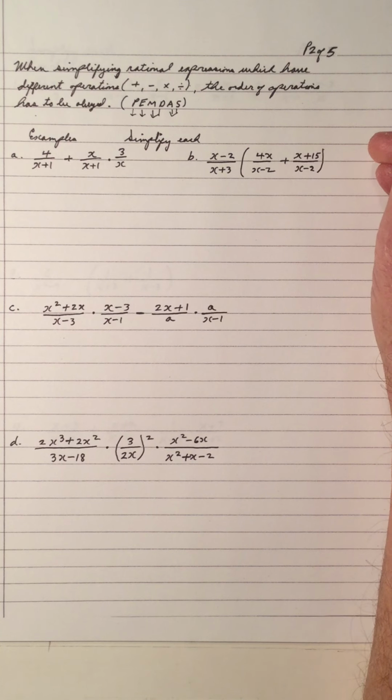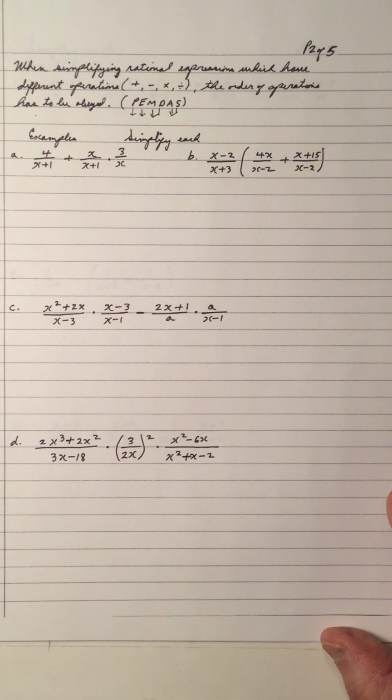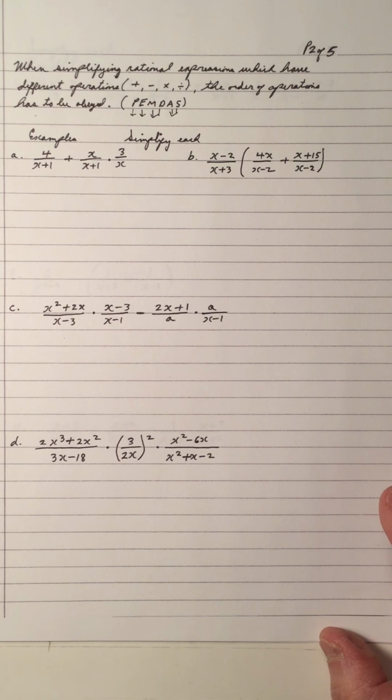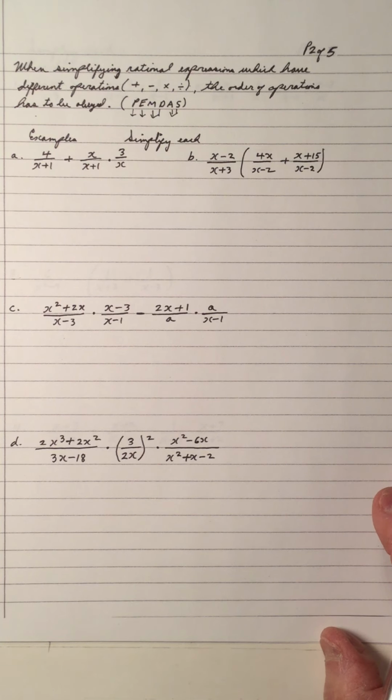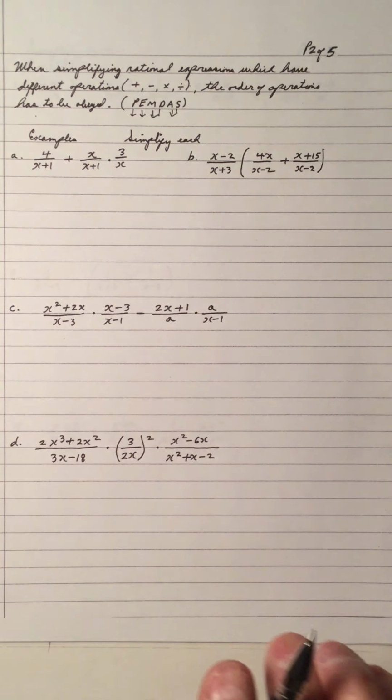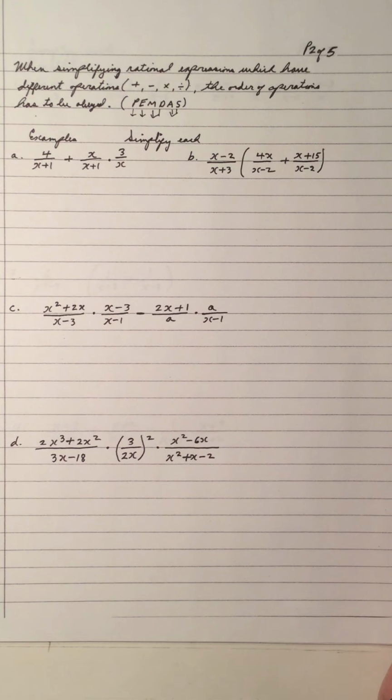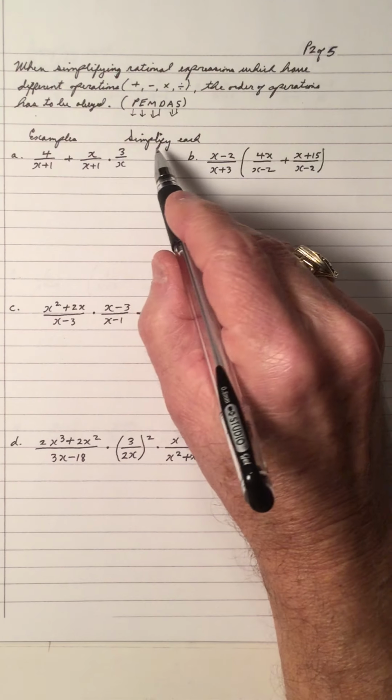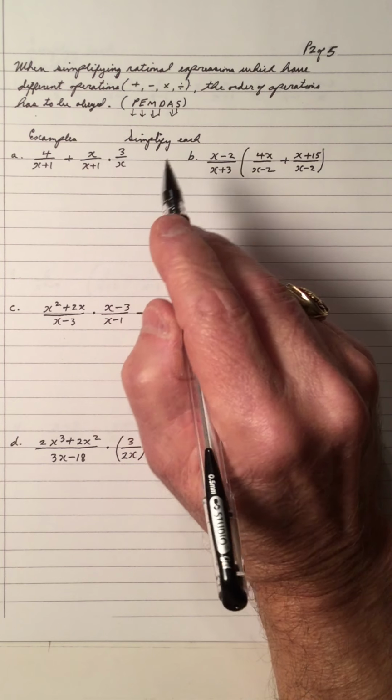So you've seen that over and over. I've reviewed it in fractions, integers, polynomials. So the order of operations has to be obeyed in math all the time. So let's do some examples. Let's simplify each of these.